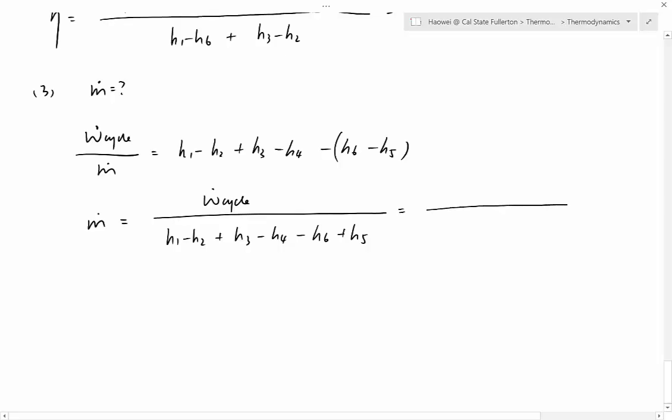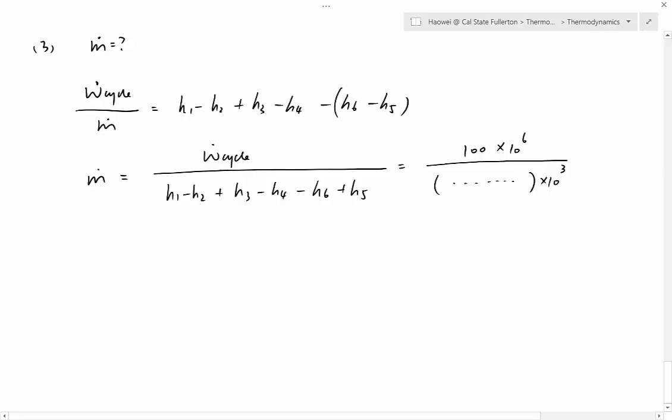W dot cycle is given as 100 megawatts, so times 10 to the 6 to convert to watts, SI unit. And then you plug in all 6 enthalpies, H1, 2, 3, 4, 5, 6. Because every one of them has the unit of kilojoule per kilogram, multiply by 1000 to convert kilojoules to joules. Okay, so the final solution for mass flow rate is 65.65. It must have an SI unit, which is kilogram per second. And that is all for this example.